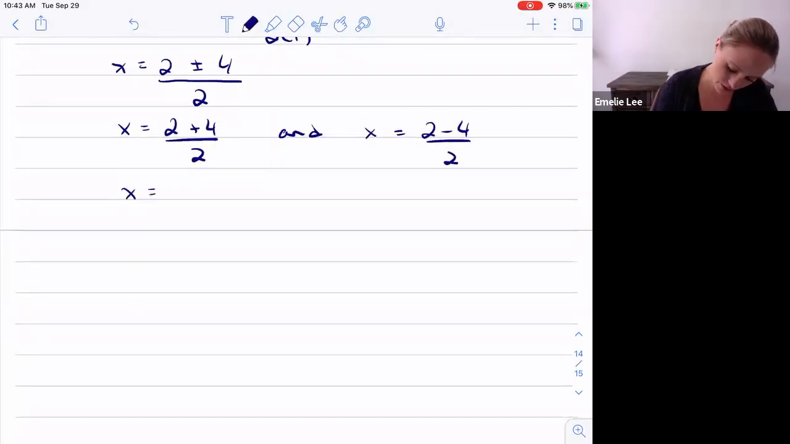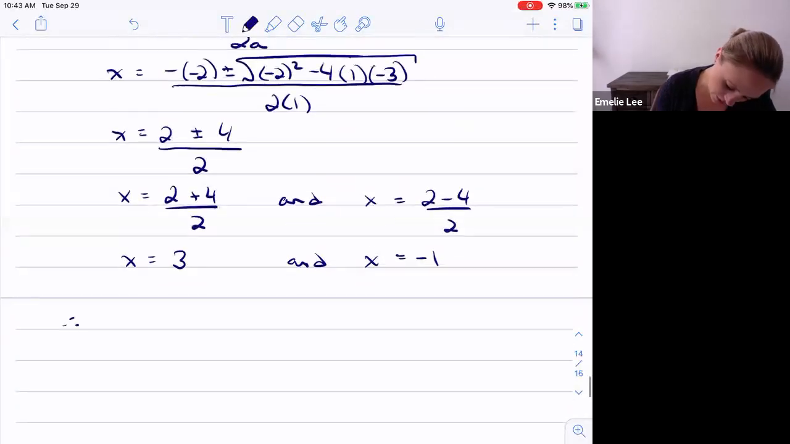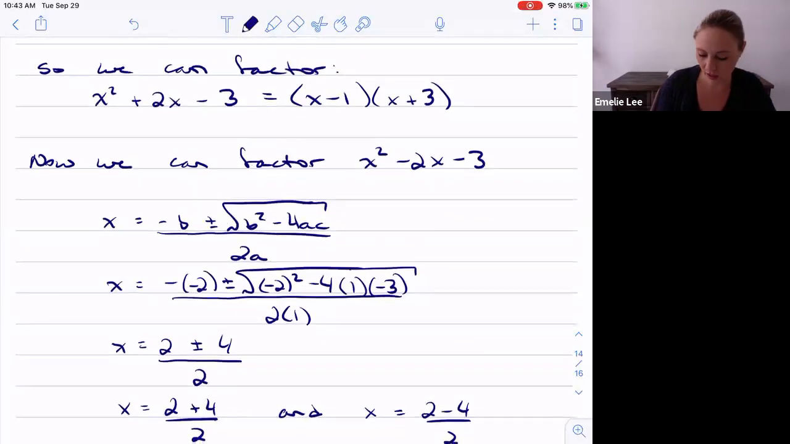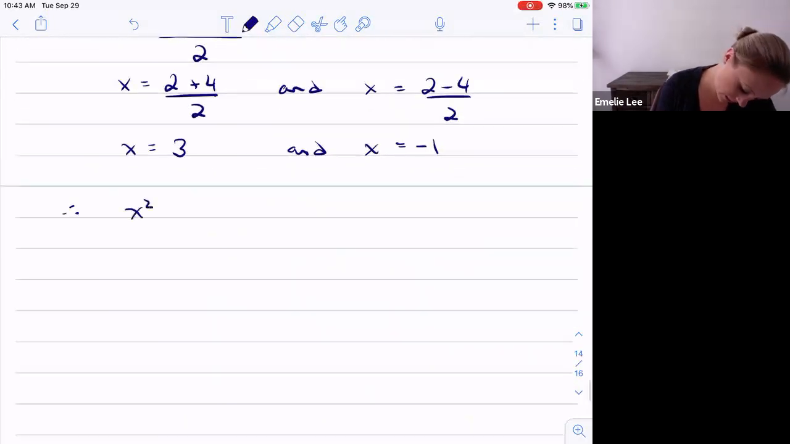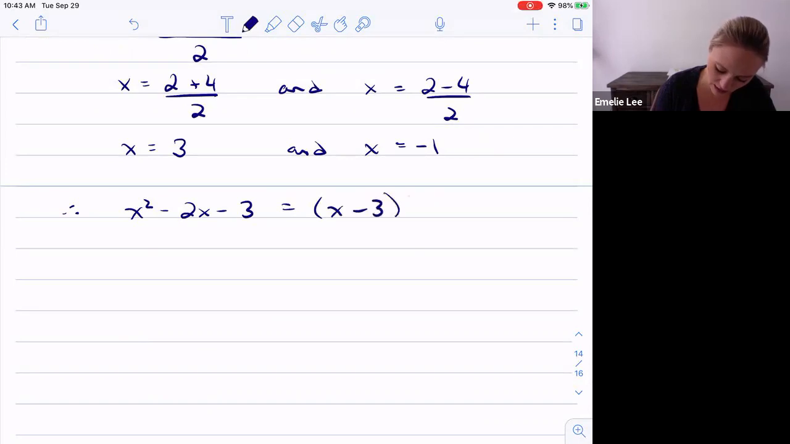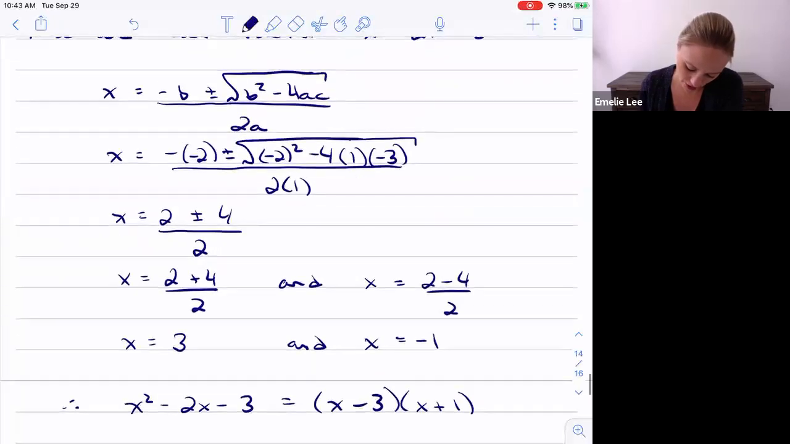So x equals 2 plus 4, which is 6, divided by 2 is 3. And x equals 2 minus 4, which is negative 2, divided by 2, which is negative 1. Therefore, we can rewrite this as a factored expression. x squared minus 2x minus 3 is the same as x minus 3 times x plus 1. And again, you can check it to make sure that it works.